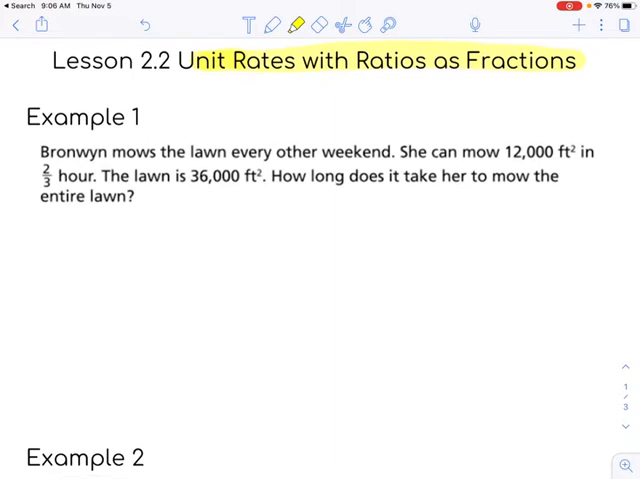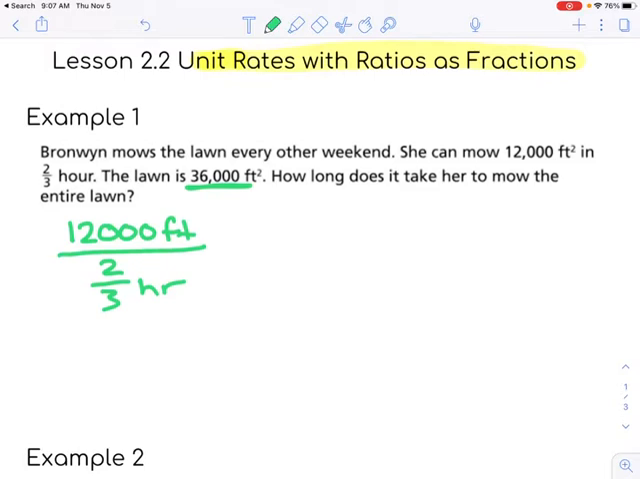Bronwyn mows the lawn every other weekend. She can mow 12,000 feet in 2/3 of an hour. So I'm going to set that up in my ratio form. So we can do 12,000 feet in 2/3 of an hour. But now it's saying that the lawn is 36,000 feet. So how long is it going to take her to mow that lawn?